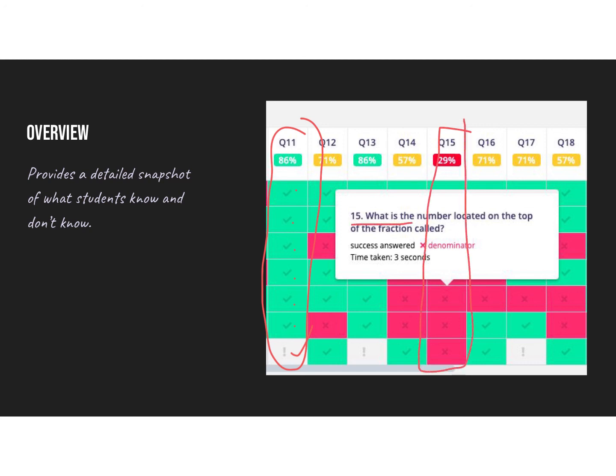So I highlighted that, and it showed me that the question was, what is the number located on top of the fraction called? Because I clicked on this particular box right here, it told me what students answered, but I could also click and highlight over any of these, and it would tell me what students know and what they don't know. It would tell me that we need to talk about what denominator and numerator are later on. So yes, that is my whole presentation on Quizizz as a pre-assessment as a way to activate student schema.